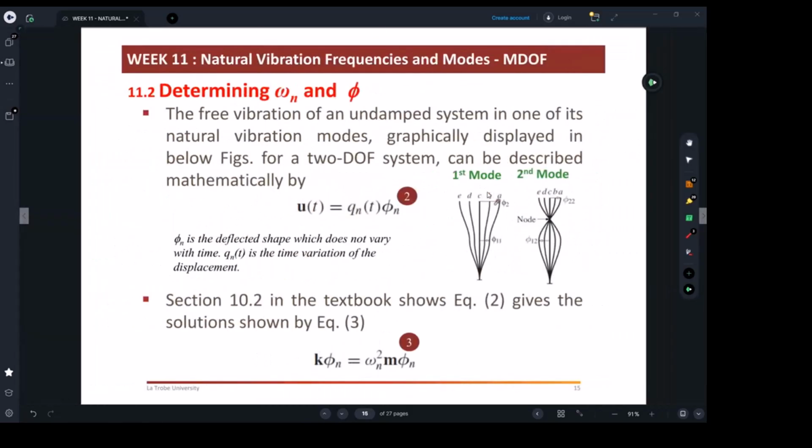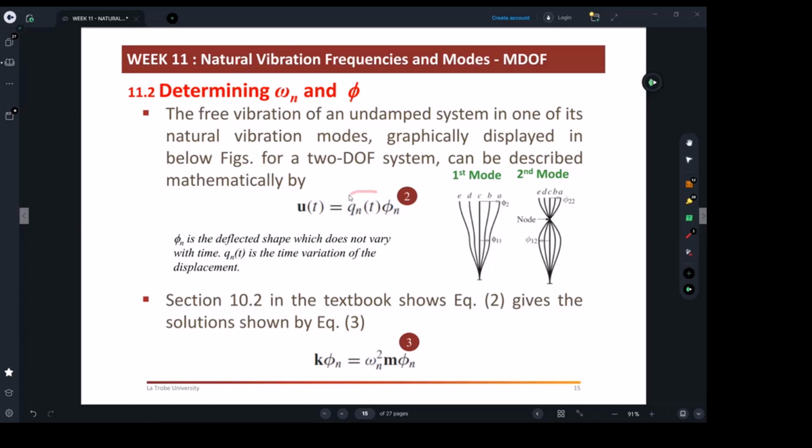Okay, so from this slide, we will be talking about determining the frequency and the mode shape. So we're just going to go back to the equations, and the equation that can define for us the shape n. So phi n, where n is the number of shapes. If you've got 2, it's going to be 2. If you've got 3, it's going to be 3, and so on.